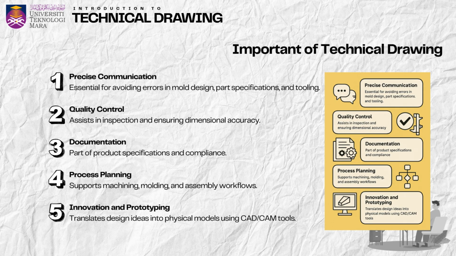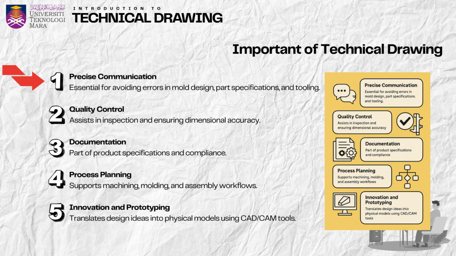Let's dive a little deeper into why technical drawing is so important in real-world practice, beyond just being a classroom concept. Technical drawing plays a vital role in ensuring precise communication throughout the design and manufacturing process. In industries of product manufacturing, accuracy in mold design, part specifications, and tooling is crucial. A technical drawing eliminates ambiguity by clearly conveying all necessary details, such as shape, size, materials, and tolerances, so that everyone involved understands the product in the same way. This helps avoid costly errors and misinterpretations.